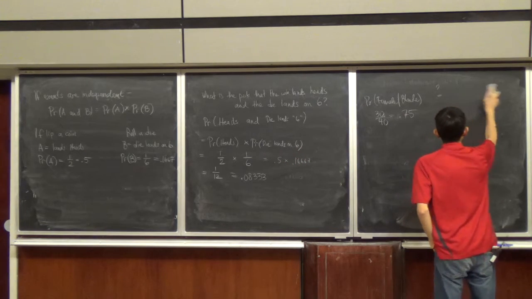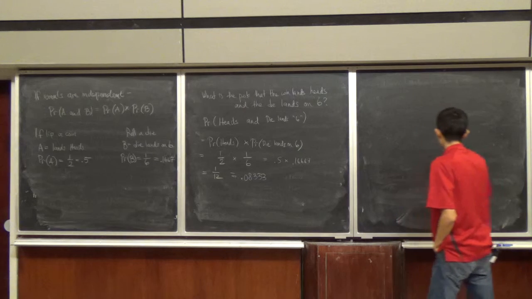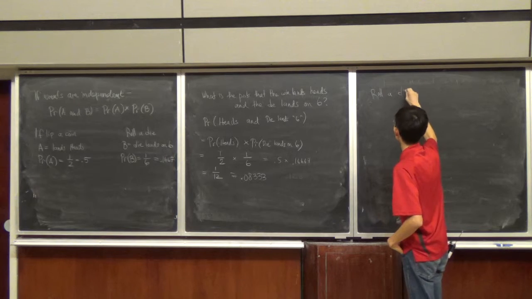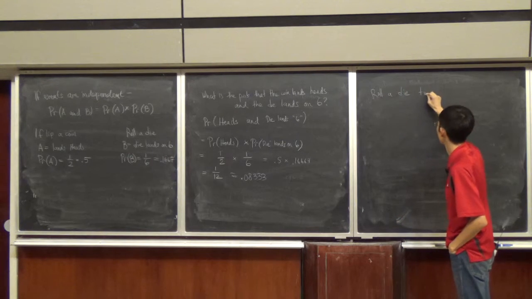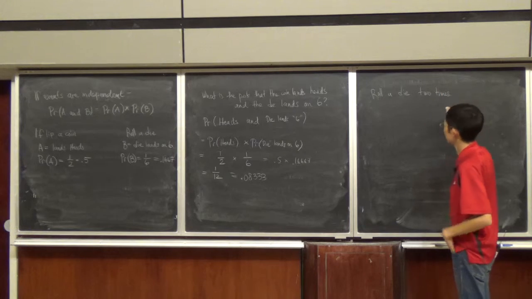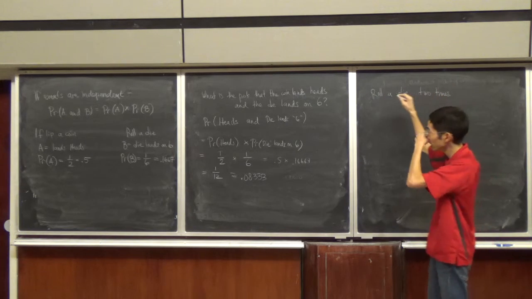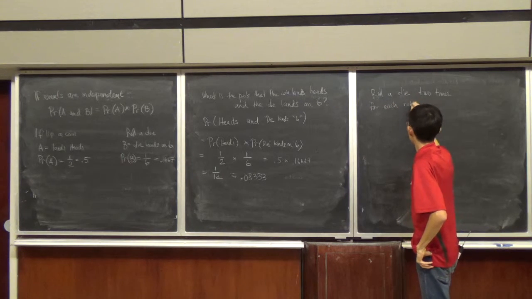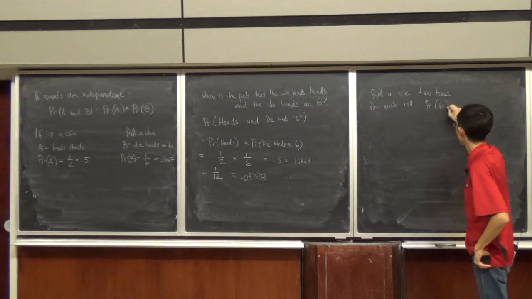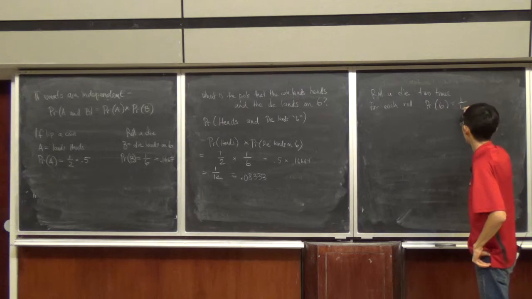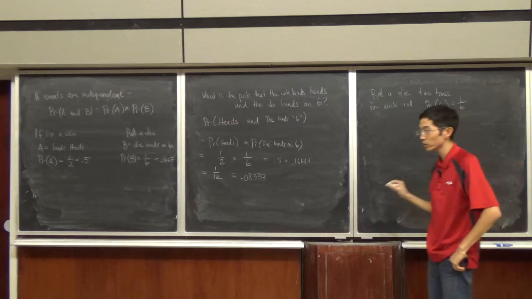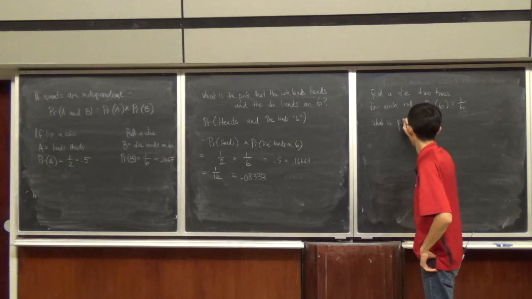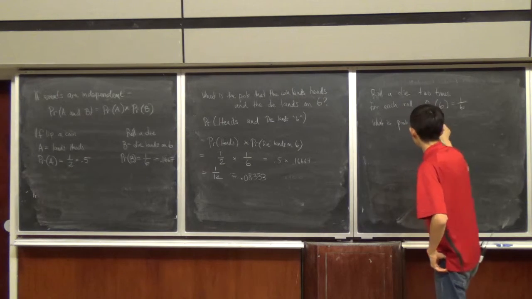Let's say I roll a die 3 times in a row. Or let's start off with twice in a row. This is a new example. Roll a die 2 times. For each roll, the probability that it lands on 6 is equal to 1 out of 6. So if I roll it twice, what is the probability that it lands on 6 both times?